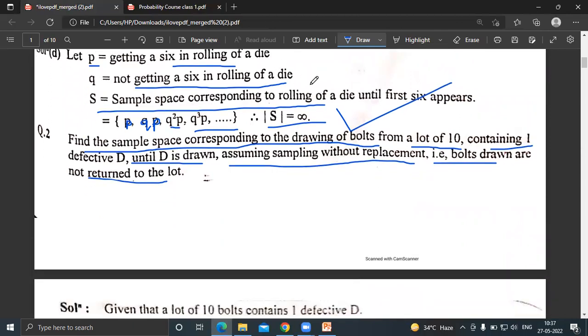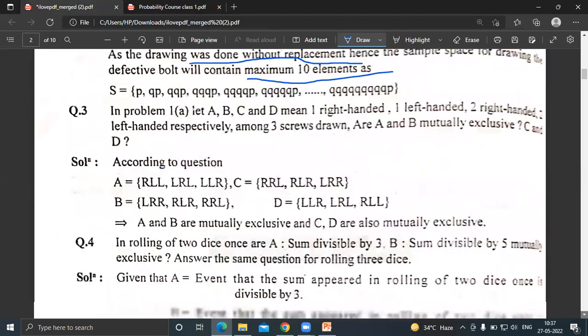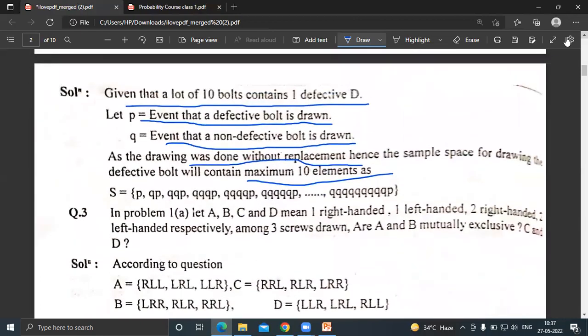But in the previous question, the number of trials was not specified, so for that case we continued up to infinity. But in this question, 10 bolts are here, so we'll stop at the 10th position. Since P is a defective bolt and Q is a non-defective bolt, if we take one bolt from 10 bolts and it is defective, then we'll stop there. That is P, since P is defective. But we don't know in which place the defective bolt comes out.